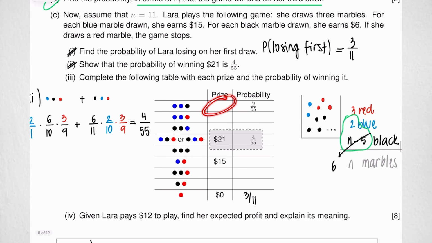So for this case, for example, we have 2 blue and 1 black, which means 15 plus 15 plus 6, which is 36. Then we have 2 blue and 1 red. The red represents the person losing, which means only $30. And then we can continue from there. So 2 black and a blue, which is 27. Then we have 3 black, and so on and so forth.